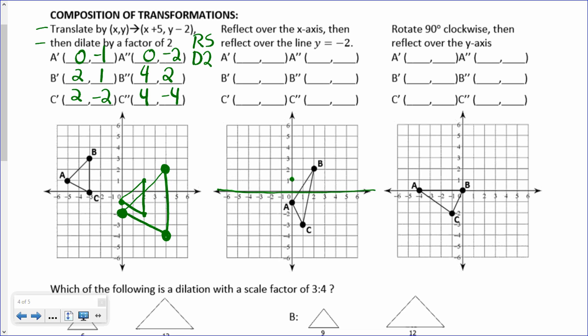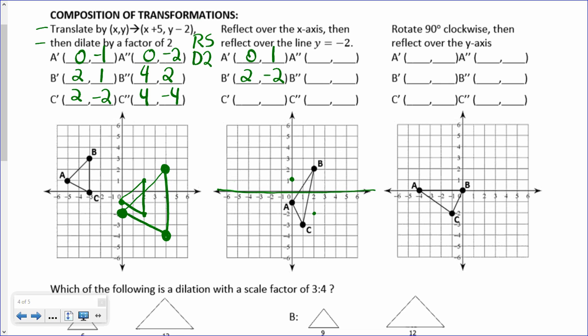What is that point? We're going to write them as we go. 0, 1. So A prime is 0, 1. That's where our image goes. How far is B from the mirror? 2. It's 2 above. So now I want to go 2 below the mirror. Same distance, but in the different direction. Where does that point end up? 2, -2.